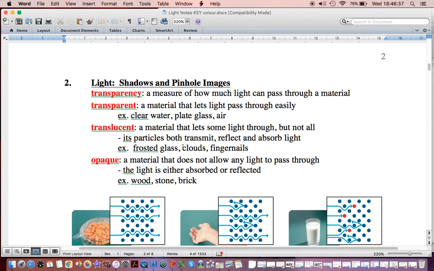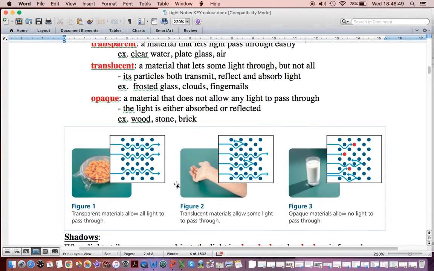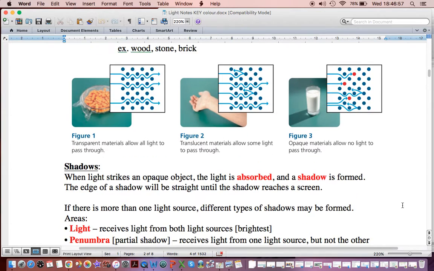And so if you think of frosted glass you might have on a bathroom window, that'd be a good example of something translucent. Opaque is a material that essentially blocks light. Light cannot pass through, and again, there are the examples. And these diagrams are trying to illustrate the difference between transparent, translucent, and opaque.